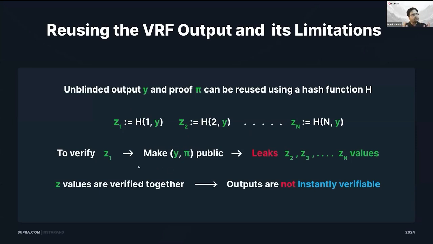You have to verify all the z values together, because when you want to verify z1, you have to make y and pi public. And this will leak the z2, z3, and the future zn values, right? So as a result, all the z values have to be verified together. And so the outputs are not instantly verifiable. And this is a problem in protocols or in games where you want each random output of a round to be independently verified. So the y cannot be fully reused, right? Because here it's partially being reused.